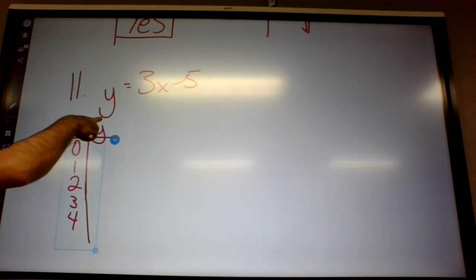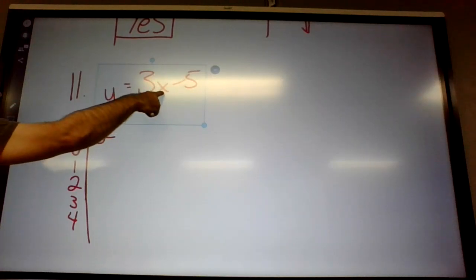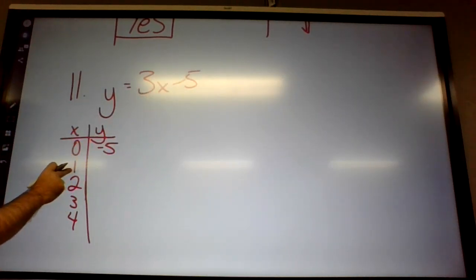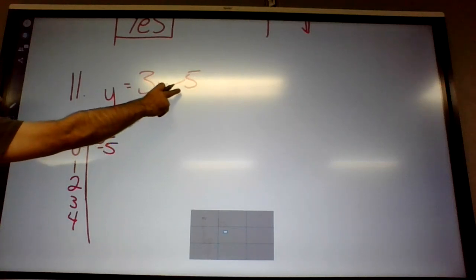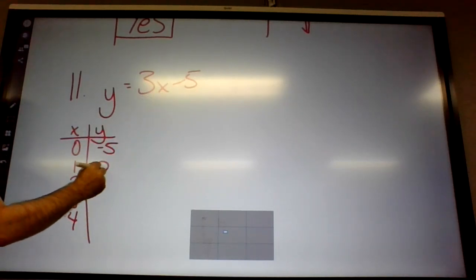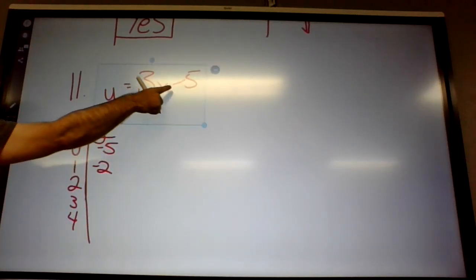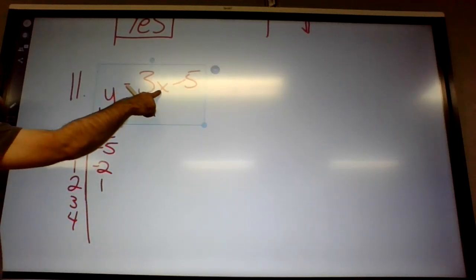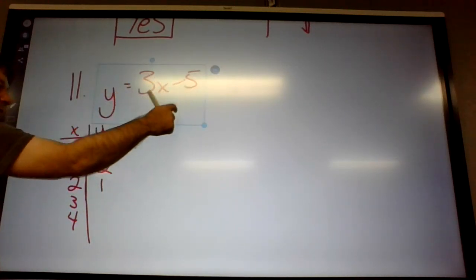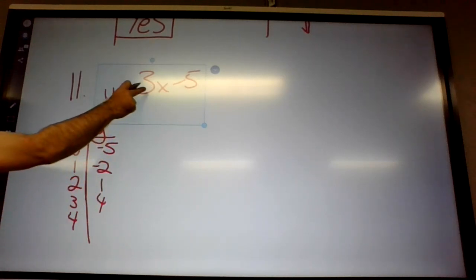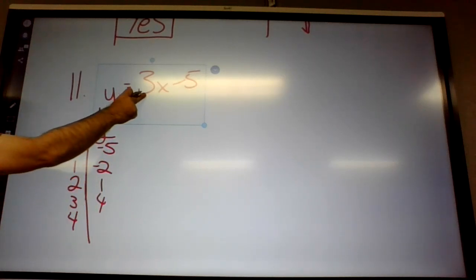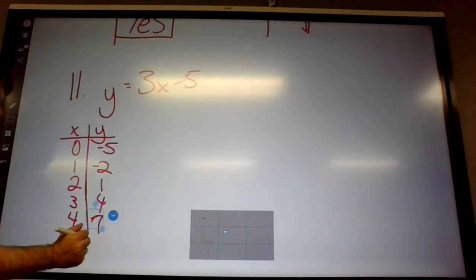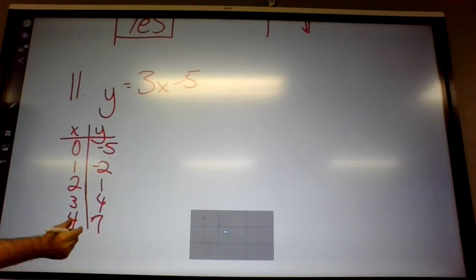So if I plug in 0 for x, what am I gonna get? 3 times 0 minus 5. 3 times 1 minus 5. 3 times 2 minus 5. 3 times 3, 9 minus 5. And 3 times 4, 12 minus 5. A lot of times they made us graph these, but they're not doing that yet. Later on we will graph.